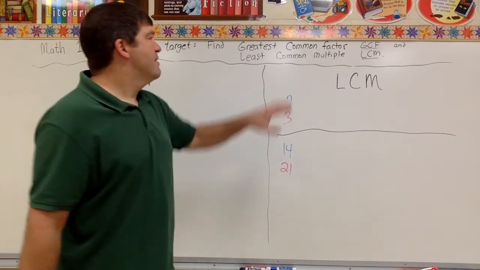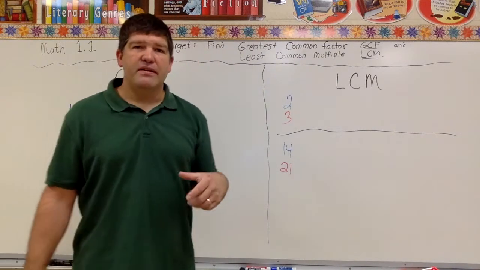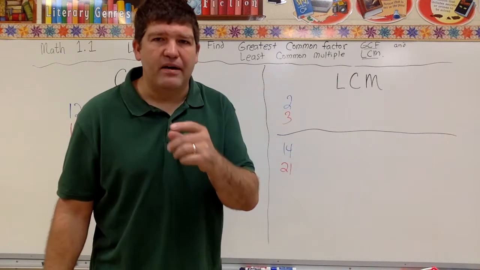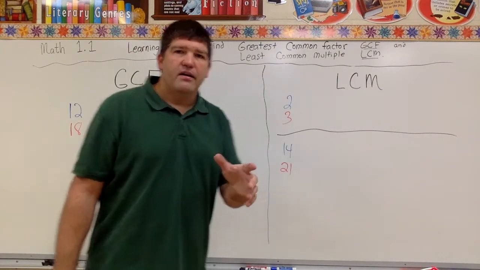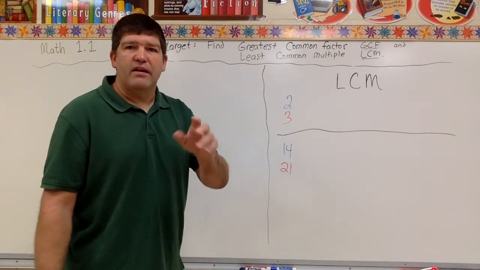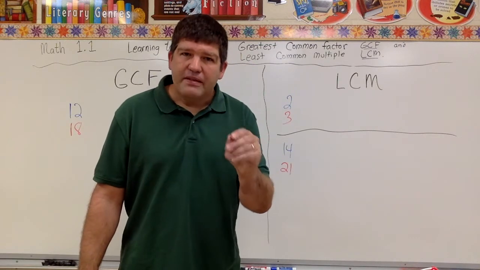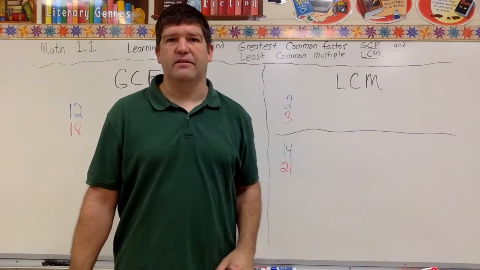So at the end, this is what you're going to want to be able to do. And as I come around, as I talk to you, I'll say, what lesson are you on? And you'll say, I'm on lesson 1.1. And then I'll say, well, what's your learning target? And you say, well, I'm trying to really learn and find the greatest common factor and the least common multiple. You always need to know, what is your end result? What's your target? What are you wanting to learn?